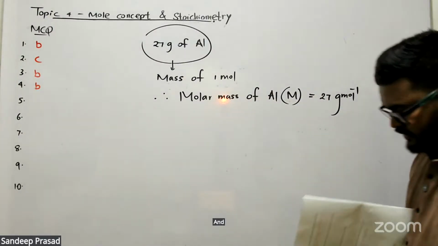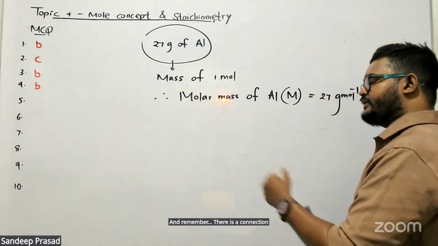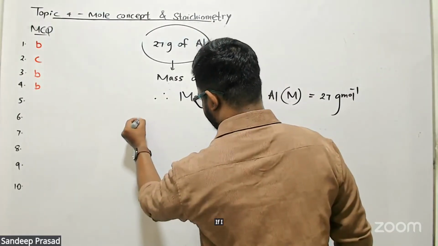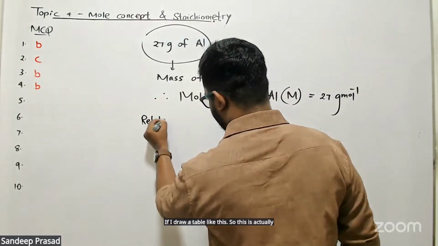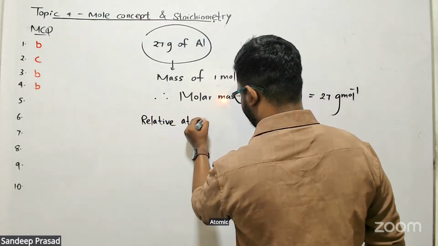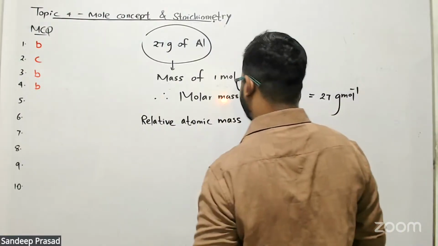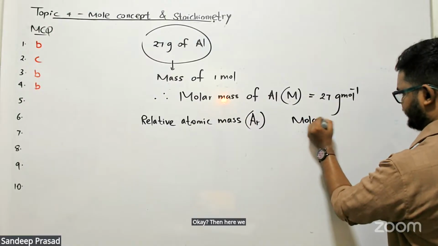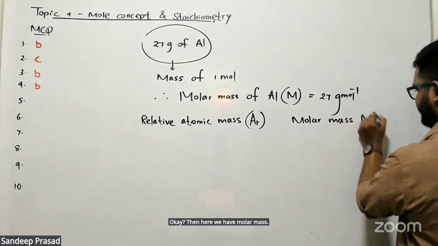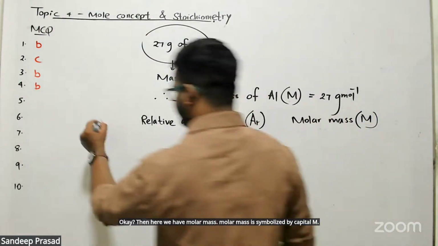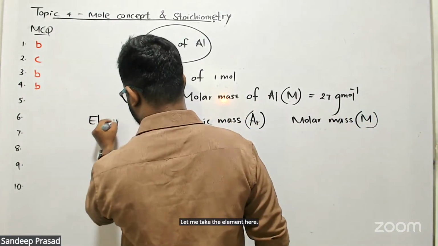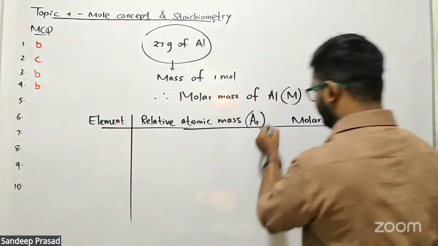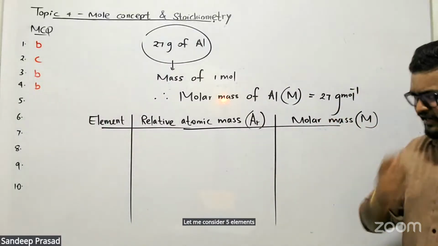And remember, there is a connection between the relative atomic mass and molar mass. Now look at this. If I draw a table like this, this is the relative atomic mass, symbolized by AR. Then here we have molar mass, symbolized by capital M. Let me take the element here. Let me consider 5 elements randomly.